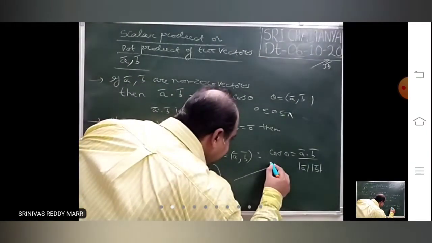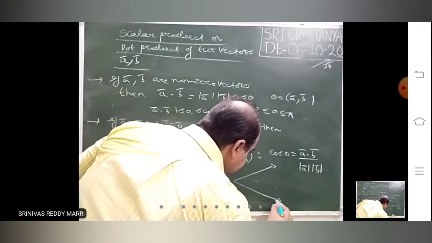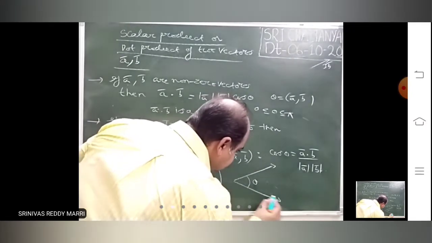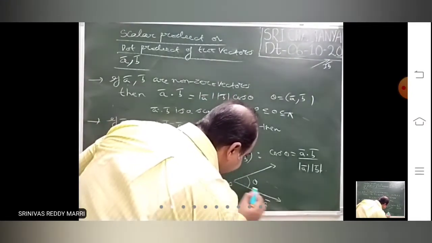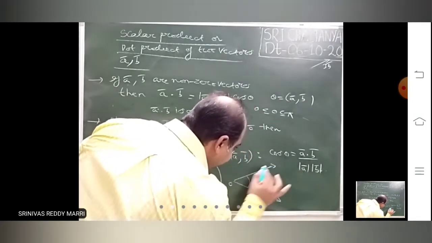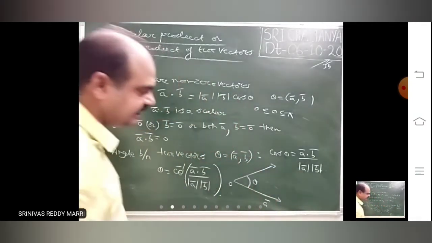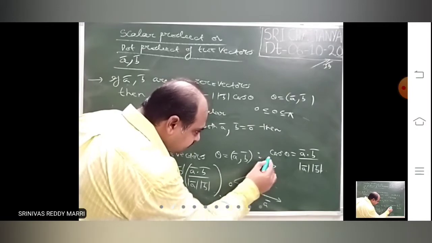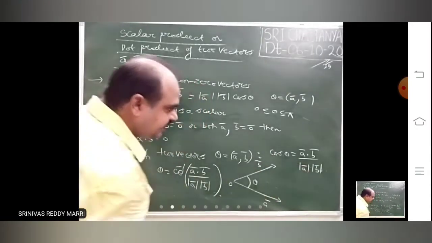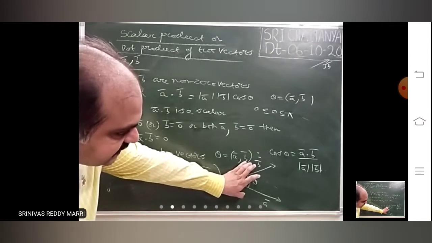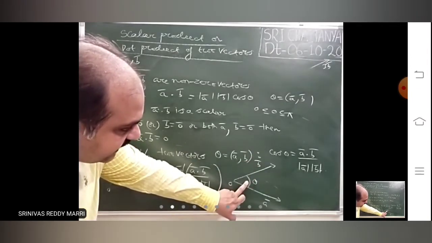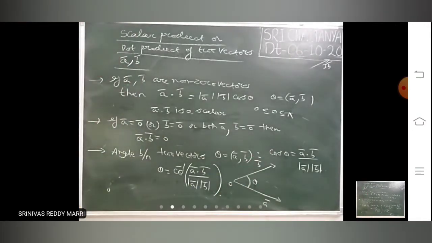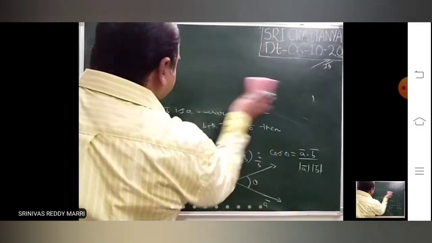Which angle does that mean? Suppose a bar and b bar are like this. A bar is in this direction, b bar is in this direction. If you want to calculate this angle, then we will use this formula. A bar must be from the initial point in this direction, and b bar from the initial point in this direction. If the vectors' positions are like this, and you want to calculate this angle, then we use this formula. The vectors must be positioned like this in the diagram.